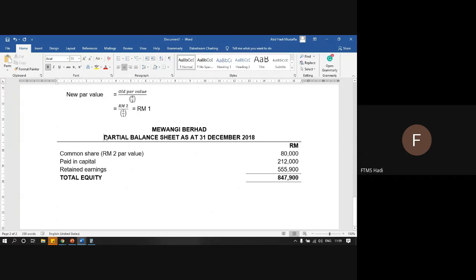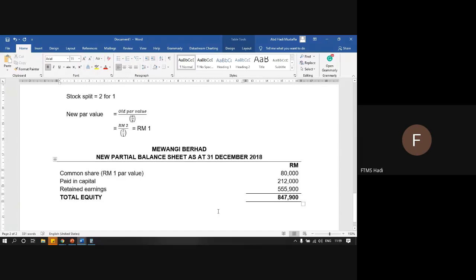New partial balance sheet. Same amount, there is no effect on that. You just need to put in the new par value, which is 1 ringgit. So that is the answer on stock split. Just change the par value. For the rest you don't have to do anything, you just maintain the old value from the question.